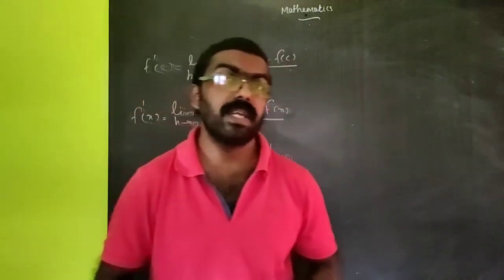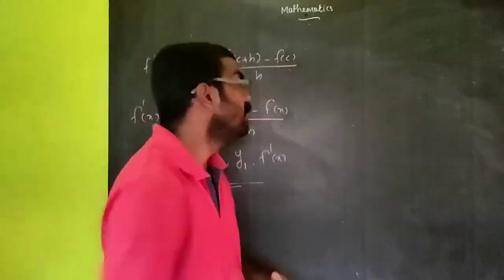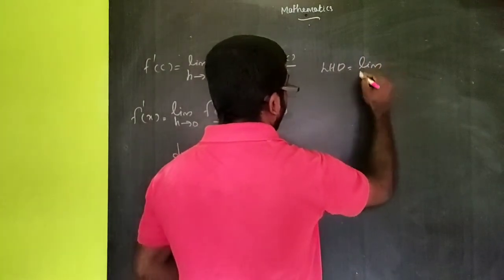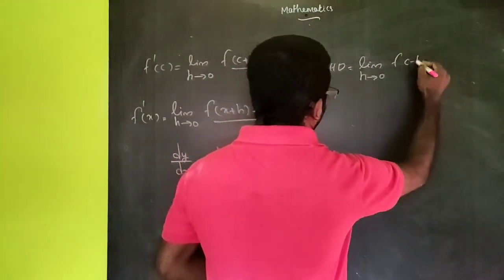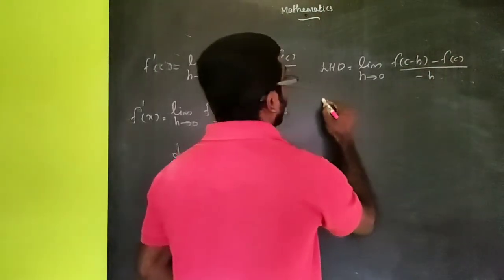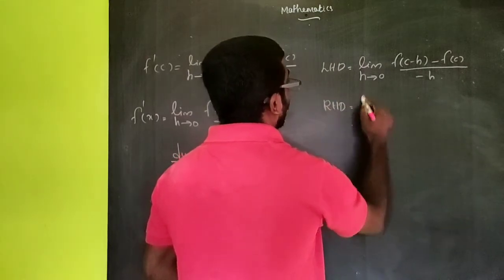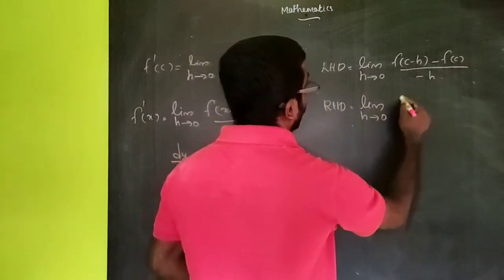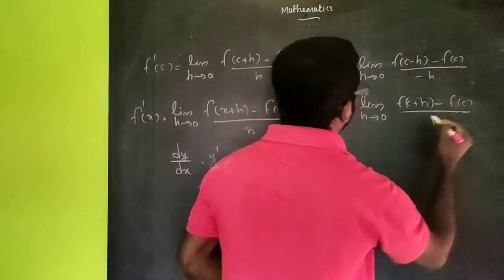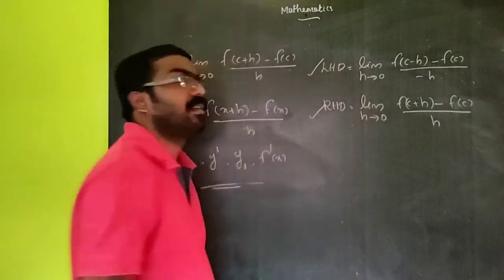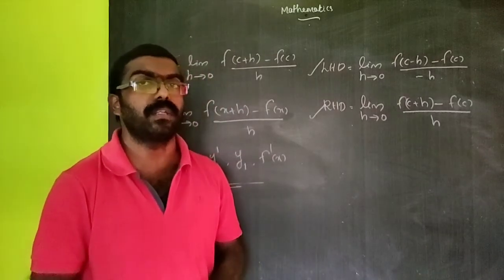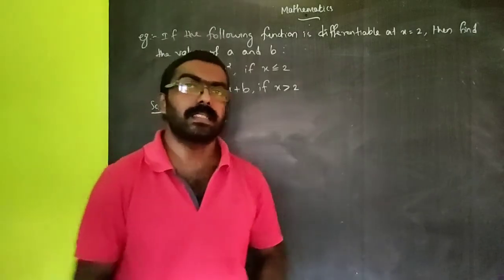Okay. For the left hand derivative and the right hand derivative, we have formula. Left hand derivative LHD is equal to limit h tends to 0 f of c minus h minus f of c divided by minus h, and RHD right hand derivative is equal to limit h tends to 0 f of c plus h minus f of c divided by h. If these two values coincide or are equal to one another, then we can say the function is differentiable at the point c. Okay. Now look at this example.